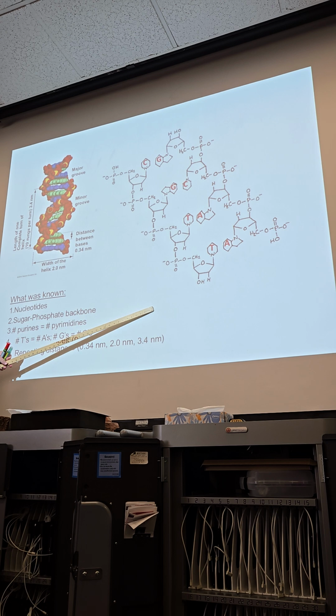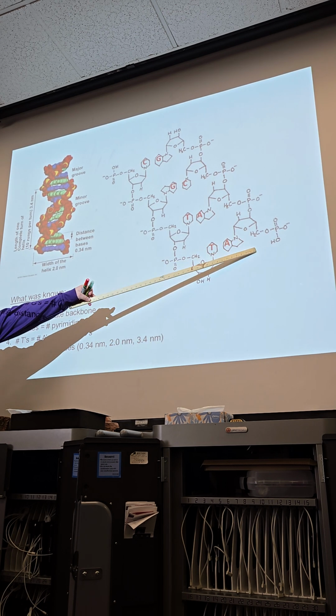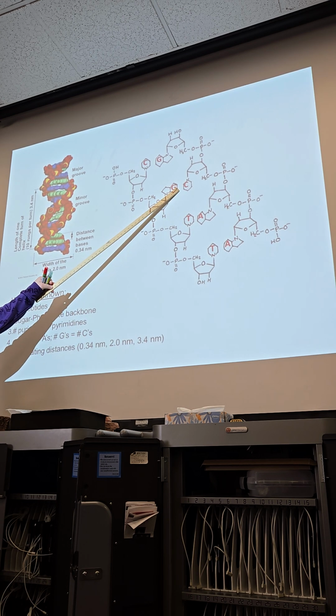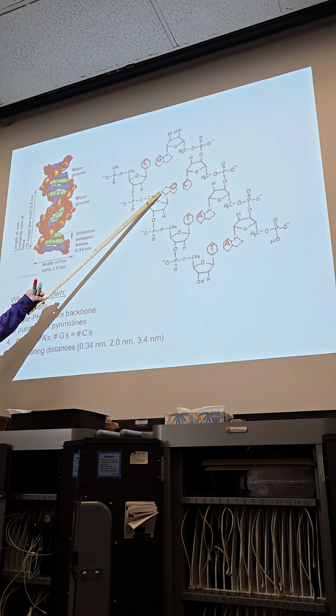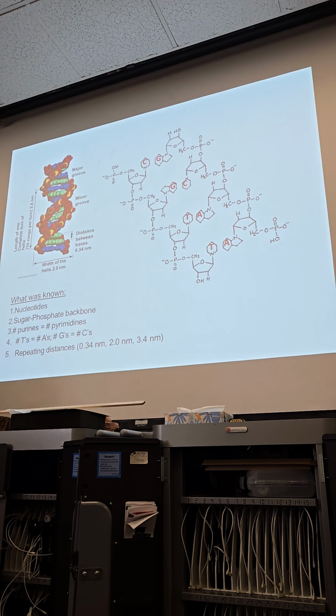What end of DNA is here? 3 prime. What end of DNA is here? 5. How many bonds? 2, 3. What type is this? Guanine. Purine. Big ring. Purine. This is a pyrimidine.